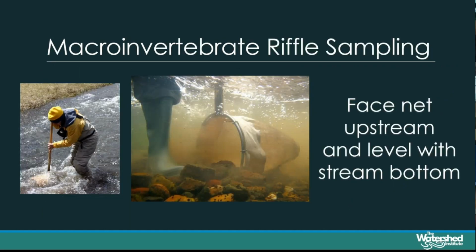Now, sampling in a riffle, I'm going to go through just the steps here. I think it's helpful to just see the images before we actually get out in the field, so you can start wrapping your mind around it. We use a D-net. This is a net that has a flat bottom and rounded top, so it looks like a capital D. You put that flat bottom at the bottom of the stream level.